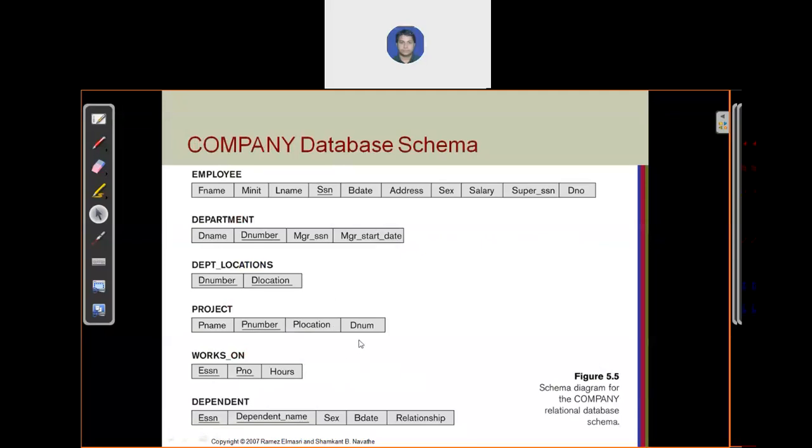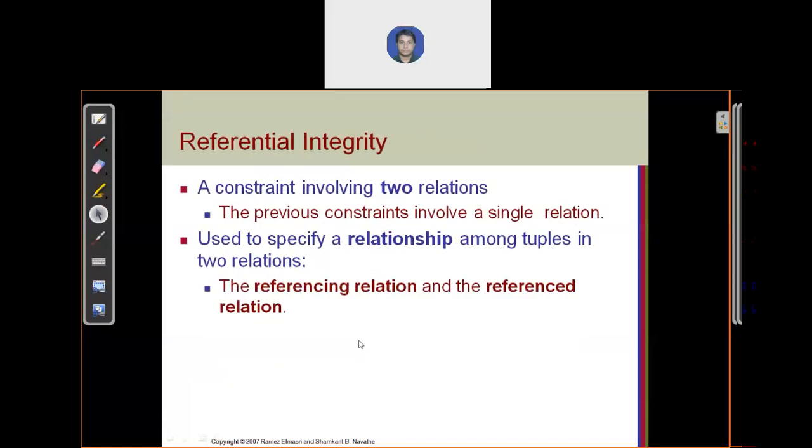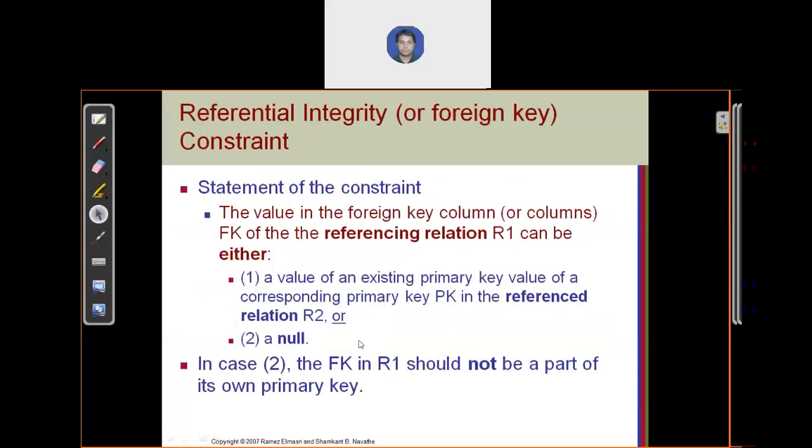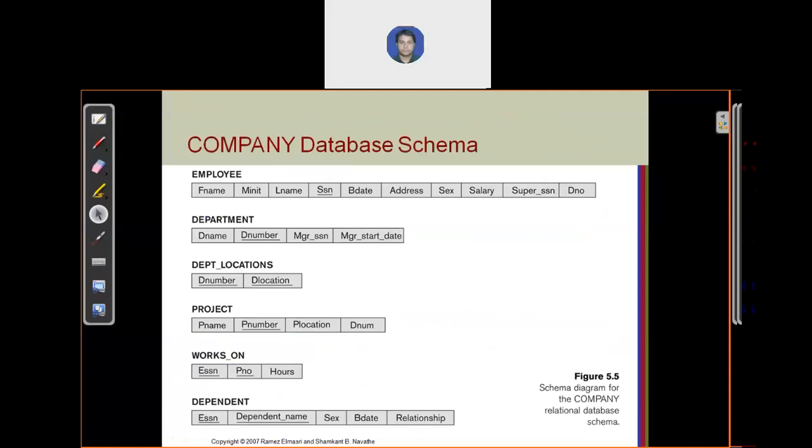In the next class we will see other constraints. We will discuss it in the next class. We do not have much time.